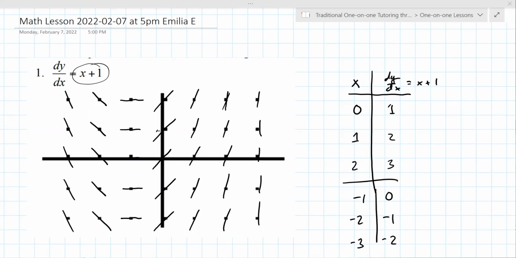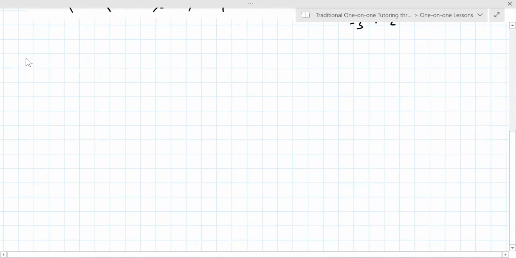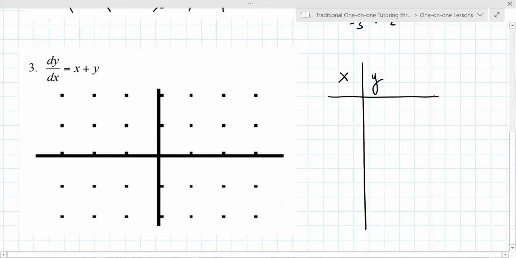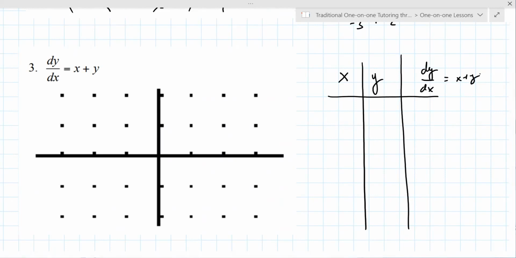So it obviously gets harder when you have both variables involved. Let me grab one of those. Here you'd want to make more of an ordered pair table for x and y, where dy/dx equals x plus y. But you're looking for points that overlap or work nicely, which probably wouldn't be as obvious here. Let's say x and y are both 0. What is the slope? 0.